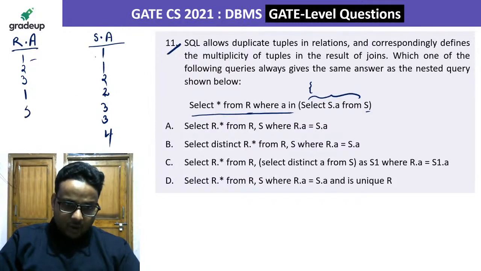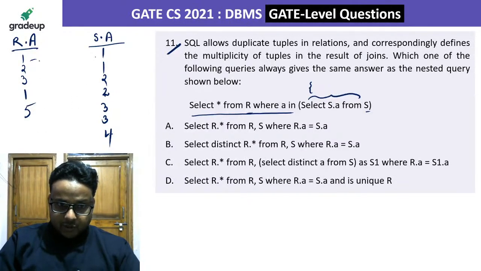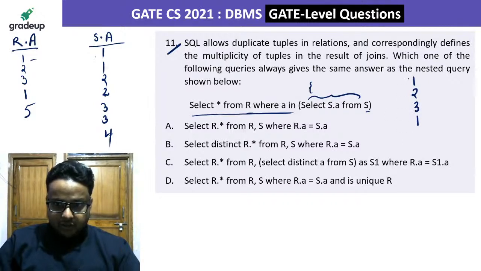Let's say 5 we also have, right? So 1 is matching with 1, so 1 will be printed. 2 is matching, will be printed. 3 also. Only this will come as the output of this query which I have written here.